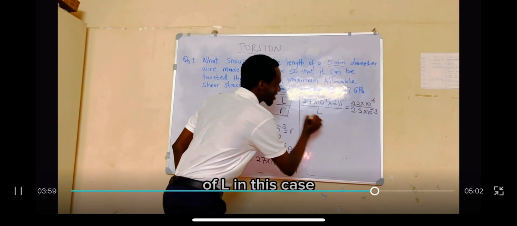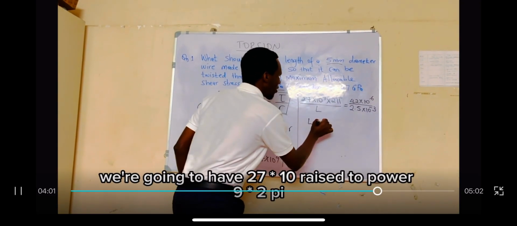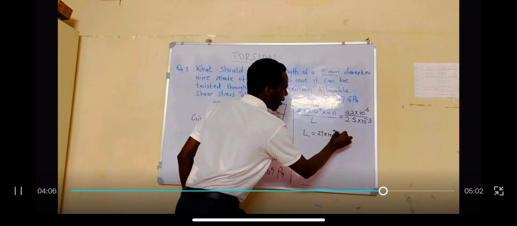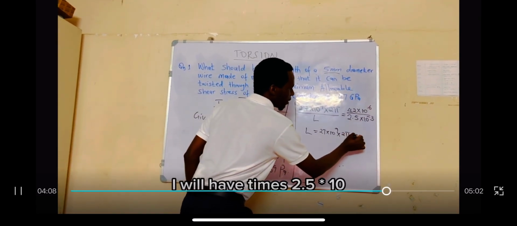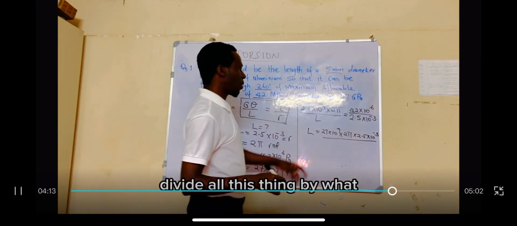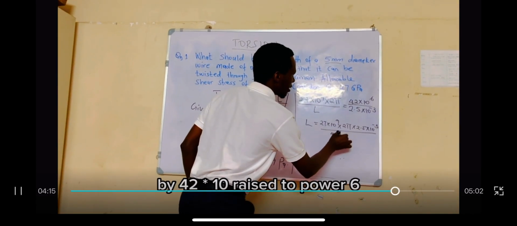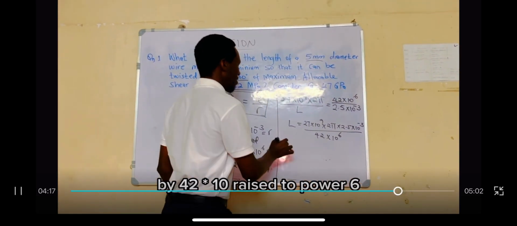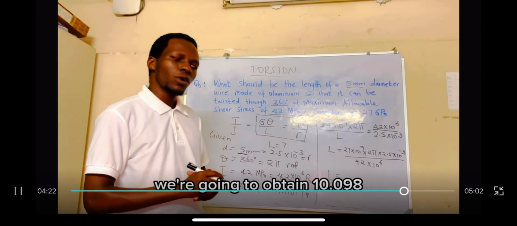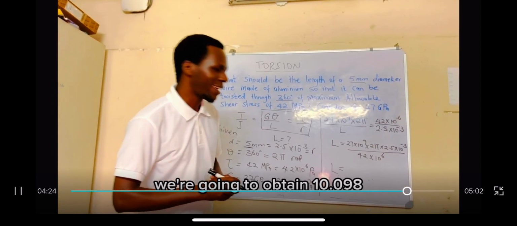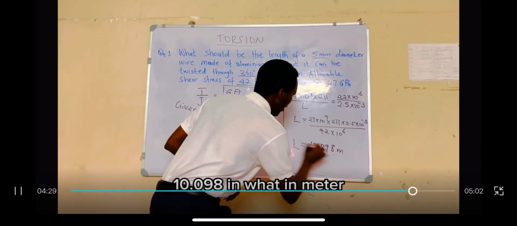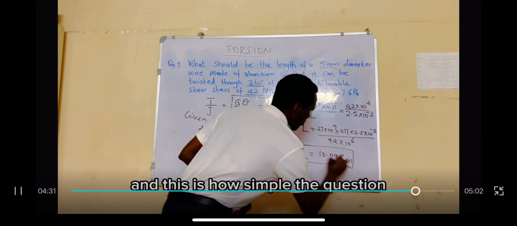If you make L the subject, we're going to have 27 times 10 raised to the power 9 times 2 pi. When I cross multiply this, I will have times 2.5 times 10 raised to the power negative 3, divided by 42 times 10 raised to the power 6. When you calculate this carefully, we're going to obtain 10.098 meters. And this is how simple the question was.